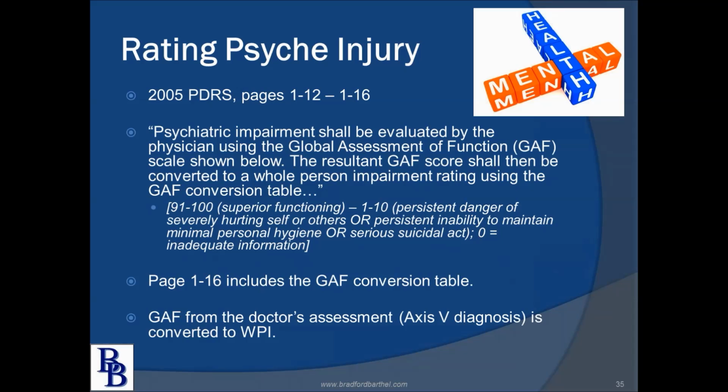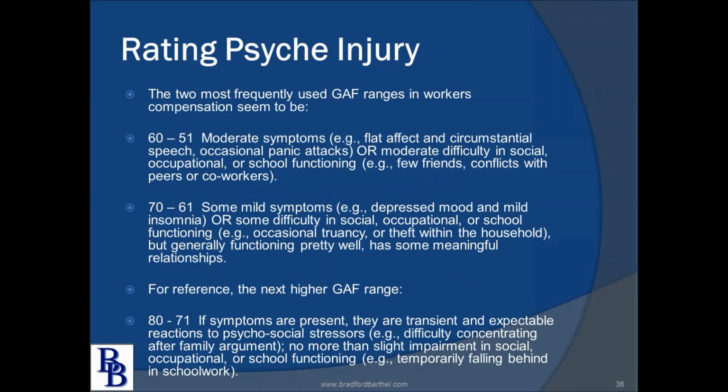and they assigned WPIs to GAFs. So GAF can be anywhere from 1 to 99 or 1 to 100, and page 1-16 of the 2005 PDRS converts a GAF to WPI. The higher the GAF is, the better the person is functioning, or the less severe the symptoms are, or possibly lack of symptoms. The lower the GAF, the higher the WPI. So again, the higher the GAF, the lower the WPI is.